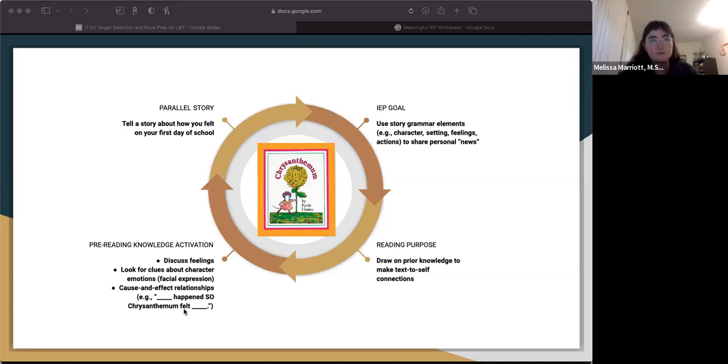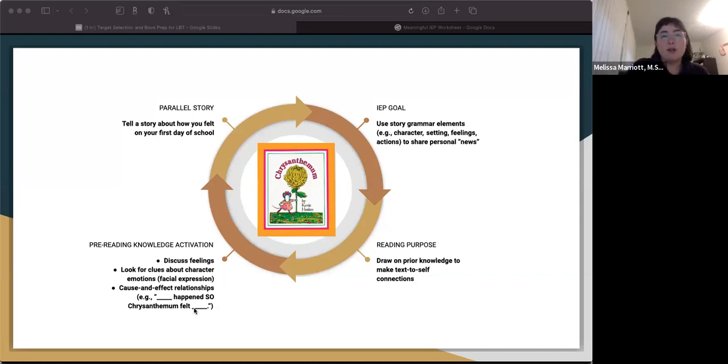We might also talk about the cause and effect relationship. This is something that I try to target really heavily for students who have some basic story grammar skills: connecting the character's feelings to the problem in the story, or to the initiating event of the story. And then at the end, connecting the character's feelings to the resolution of the story, in order to show that there is a relationship between two things happening.